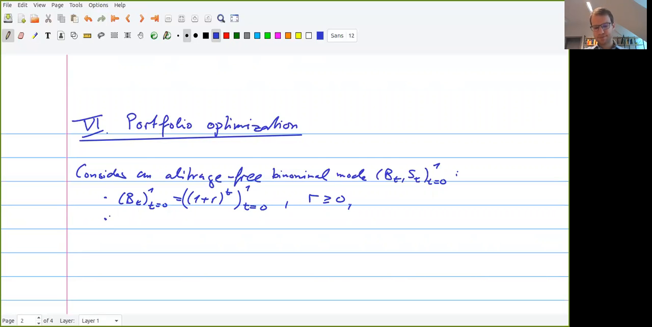And we have the risky asset. Also one step.